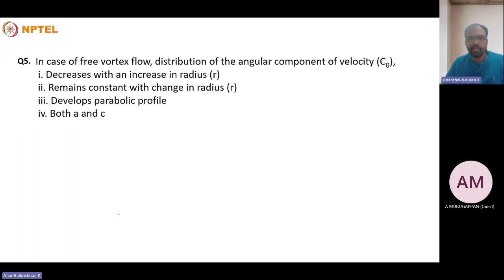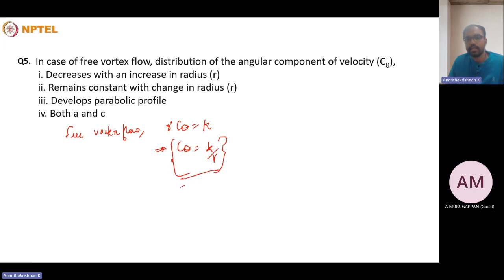In the previous problem, we have seen that for the free vortex flow, the axial velocity component Cz does not vary with respect to r. For the case of free vortex flow, or vortex free flow, we can write that the basic equation for the conservation of angular momentum says that r into C theta is a constant. That means that C theta equals K by r.